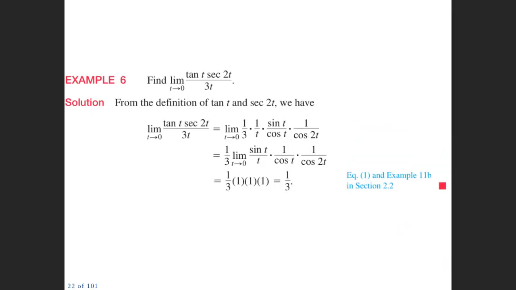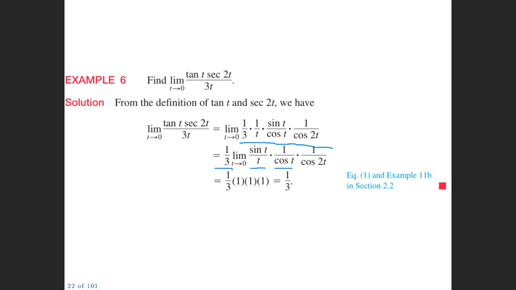Example 6 in your textbook: find the limit as t tends to 0 of tan t sec 2t over 3t. Now remember, tan means sine divided by cos, and sec 2t means 1 divided by cos 2t. So really we have 1 over 3, 1 over t, sine t over cos t, 1 over cos 2t. Or 1/3 outside, sine t over t, we know how to handle that, the limit is just 1.